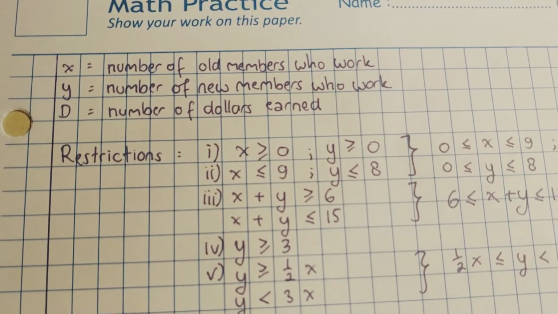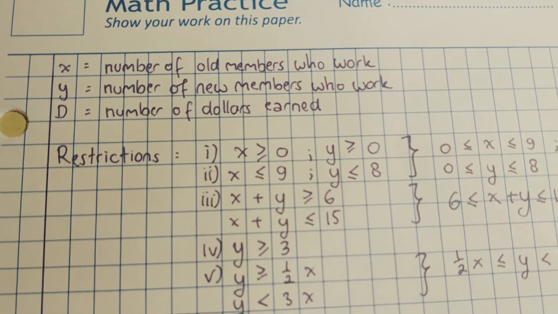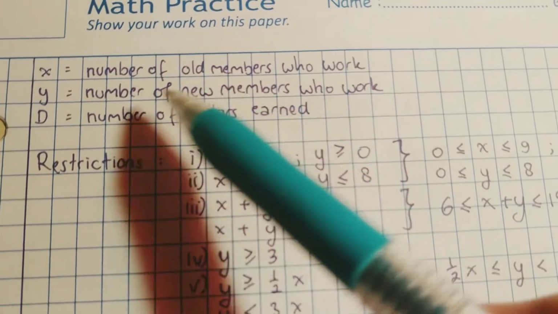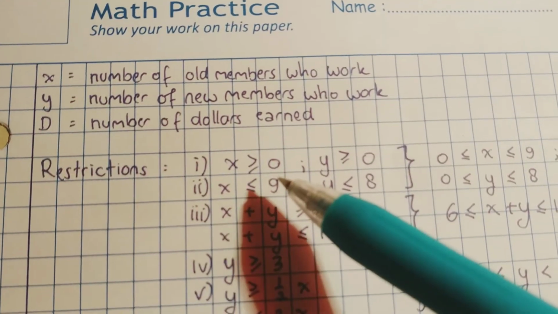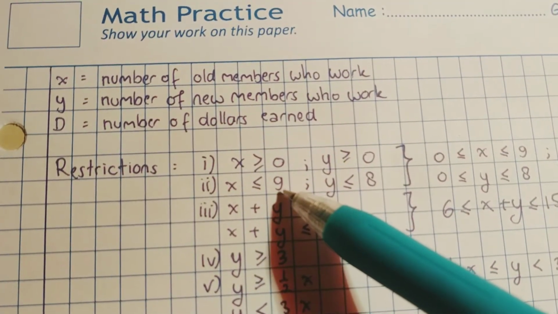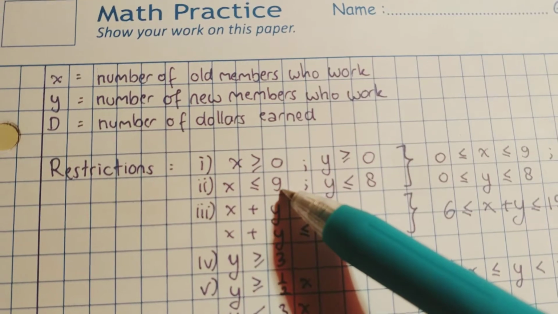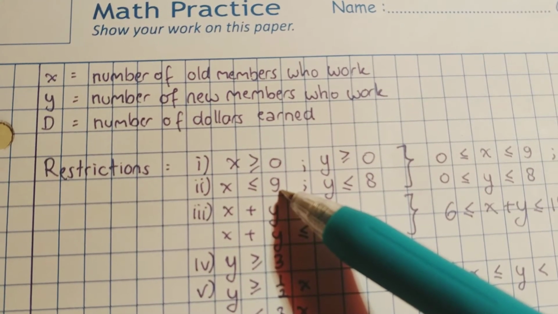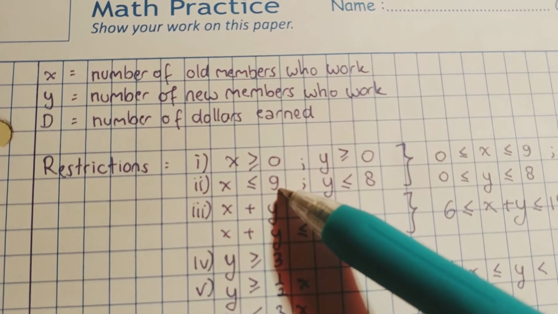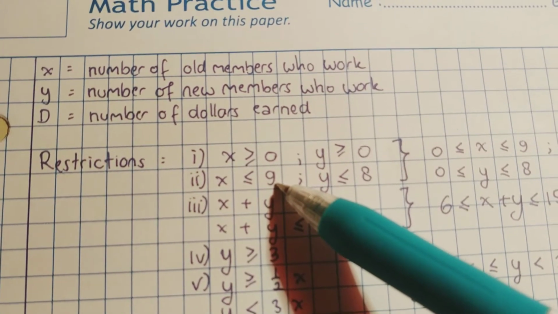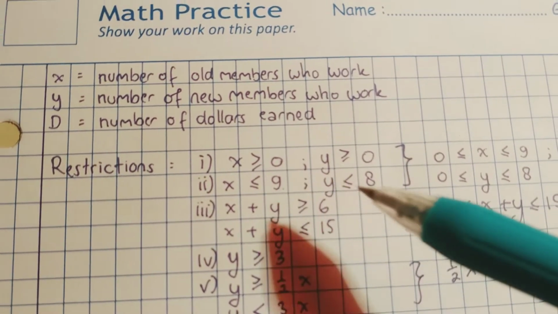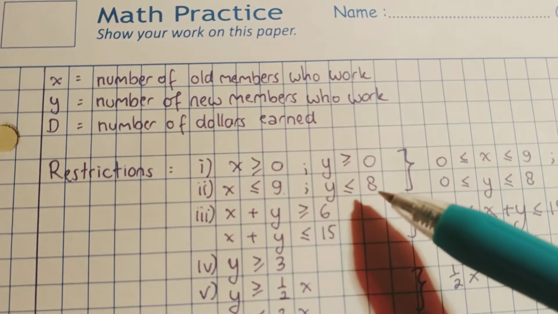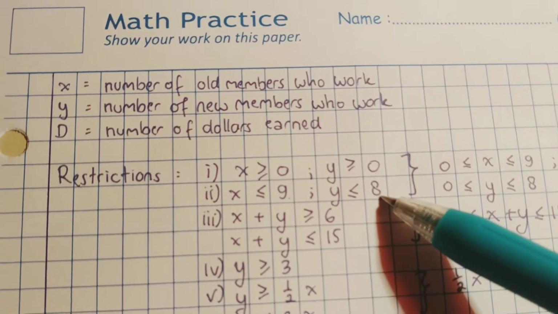The second one, the club has at most 9 old members. Old members, X. At most means at most 9 can be accepted, less than 9 can be accepted, but not more than 9. At most 9 old members, and at most 8 new members. So Y, new members, is less than or equal to 8.